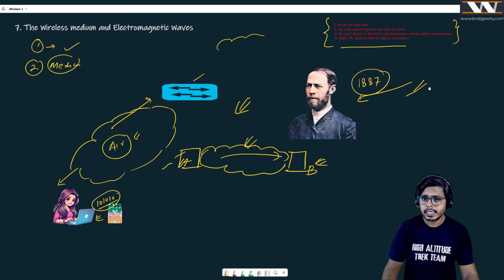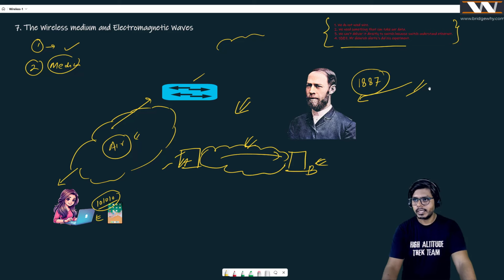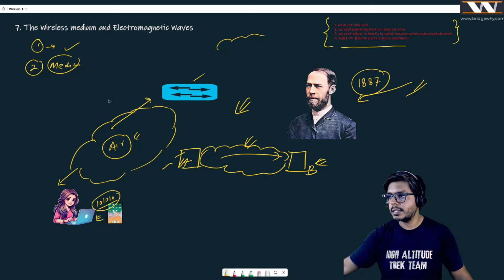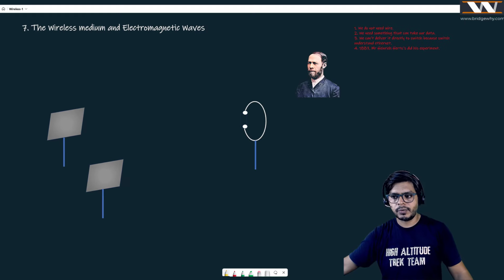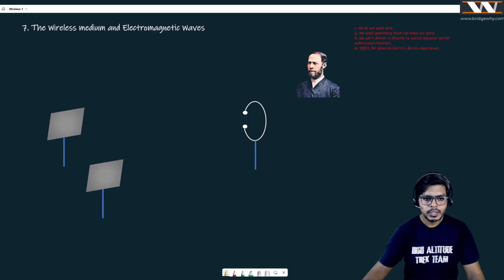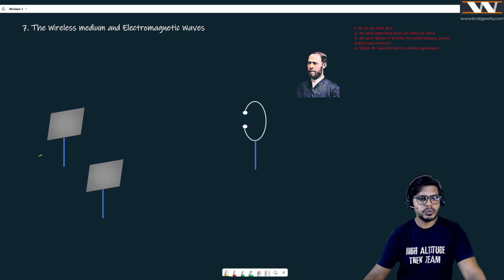But what this guy did, we are going to understand on the new board, okay? Just wait a minute. So we are right here on the new board. Let's see what this guy has done. So what we have here is two sheets of metal, right? And this guy has connected these two sheets and is supplying some voltage.